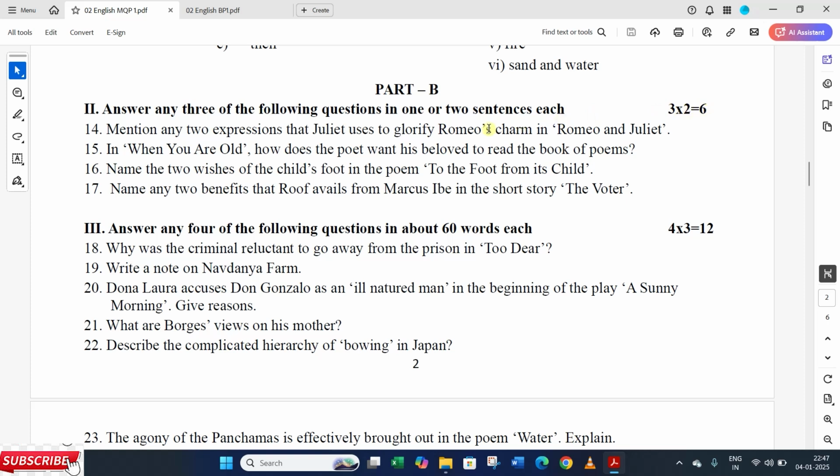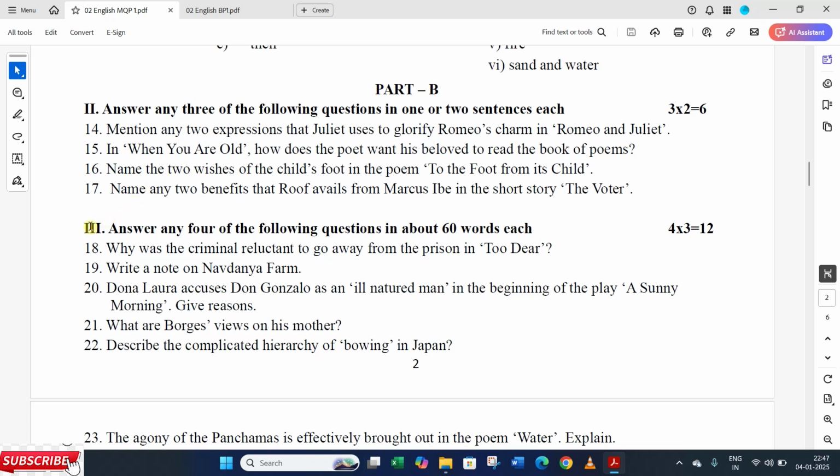2-mark questions, 3 of them, either in 1 sentence or 2 sentences each, right? So you will find a question like, mention any 2 expressions that Juliet uses to glorify Romeo's charm in Romeo and Juliet. The answers to these questions you have to write in exact words, either in 1 sentence or 2 sentences if it requires, right? So this question is all about 2 marks. Let us go towards the next question.